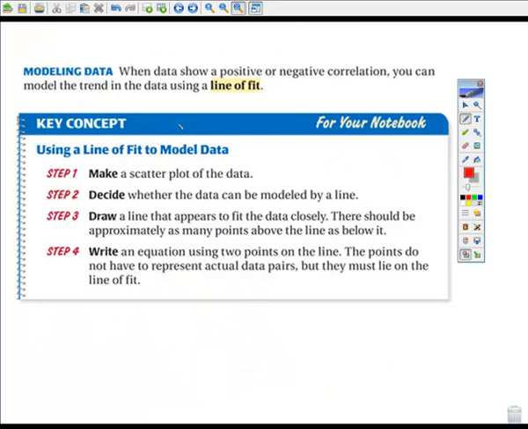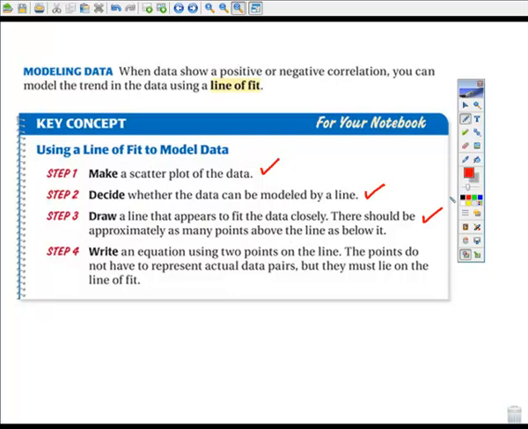What we're going to do now is we're going to take a set of data and we're going to fit a line. It's called line of fit. Sometimes it's called line of best fit. And the first thing you do is make a scatter plot. And then you look at the data and see, well, really, could it be modeled by a line? Does it look like it has a positive or negative correlation? Then we draw that line of best fit.